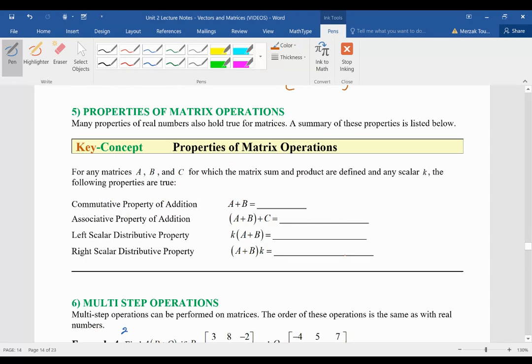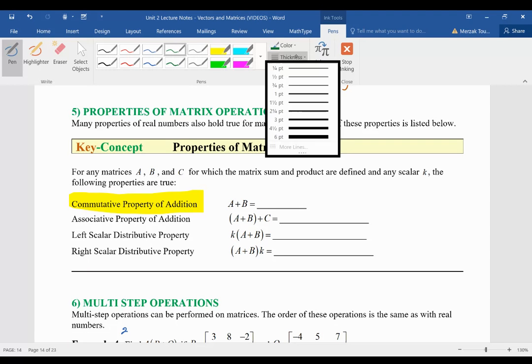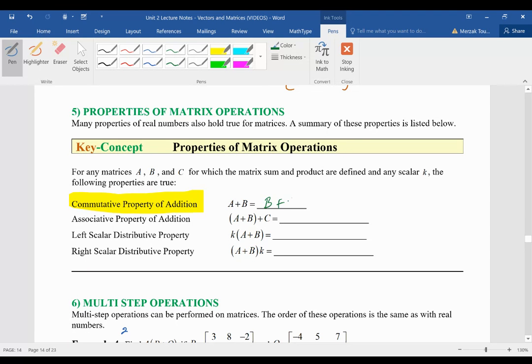All right, next thing is properties of matrix operations, which means things we can do or things we cannot do. For example, the addition is commutative. So, commutative property of addition. When we add matrices, whether we start with A plus B or B plus A, that wouldn't matter. So A plus B equals B plus A. So you do A plus B or B plus A is the same thing. And then the next one will be associative property.